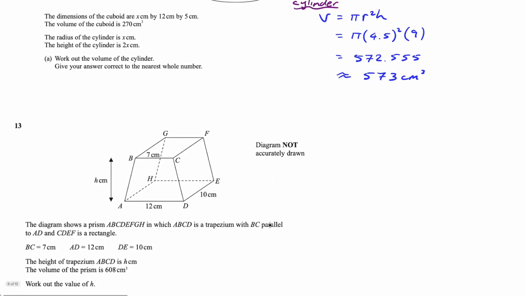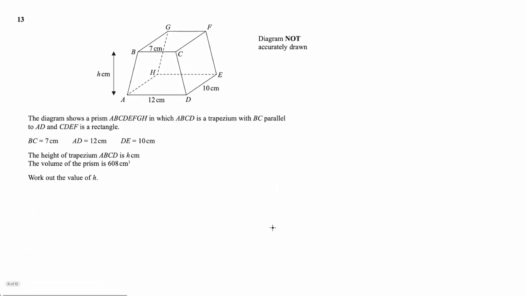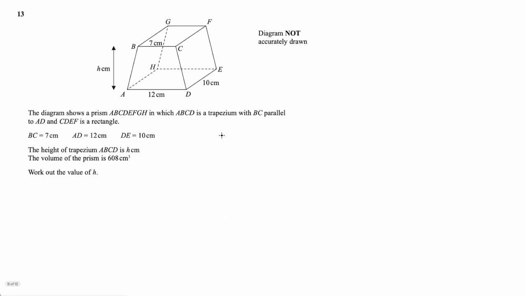Okay, last question, guys, our second question. This is a prism, and I guess you could call it a trapezoidal prism, because the front face is a trapezoid. Now, just to remind you, the formula for the area of a trapezium, which is in the formula booklet, guys, by the way, is half a plus b h, where a and b are the parallel sides, in this case 7 and 12.